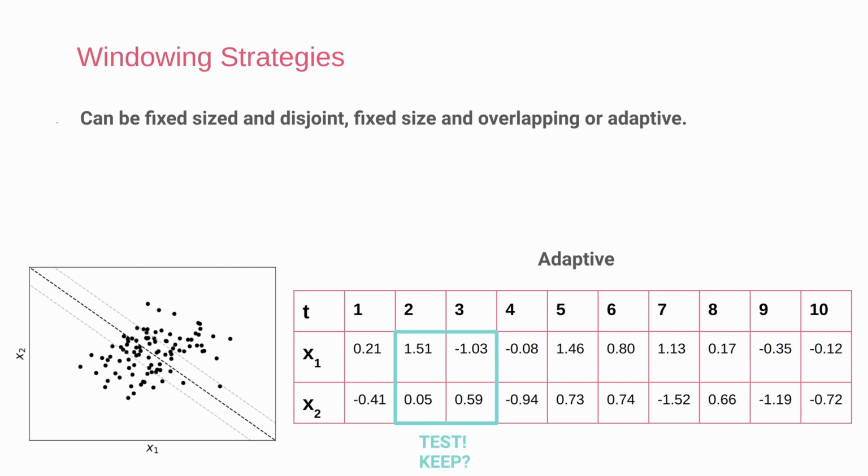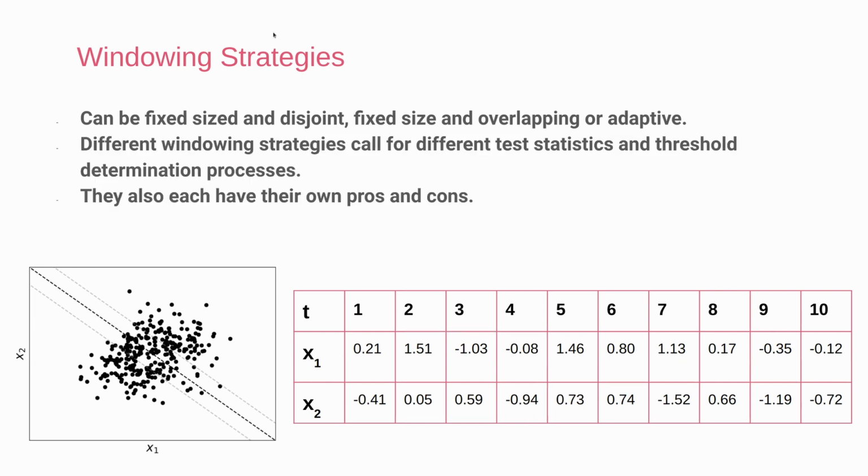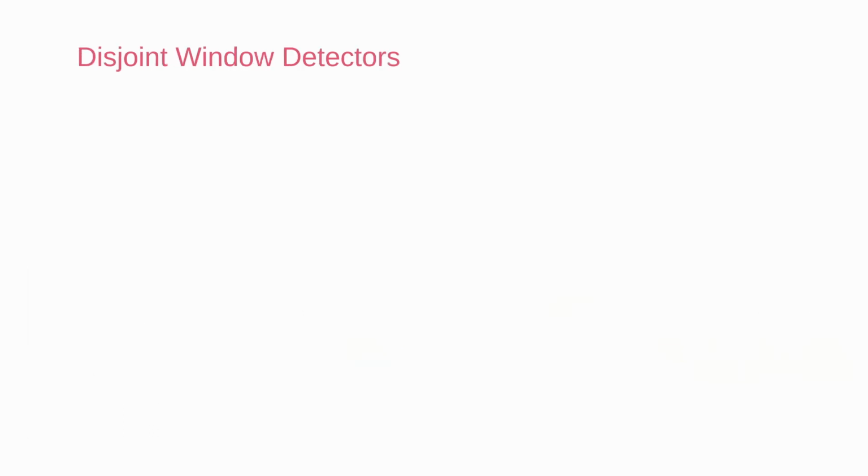And again, a bit more evidence for change. You allow it to grow and you allow the evidence to accumulate, which is particularly useful when drift is quite slight. And you have this forgetting mechanism such that if at some point you decide the window doesn't contain evidence for drift, it then resets back to 0. So yeah, you've got these different windowing strategies. They all call for different test statistics and mechanisms for determining the significance of the test statistics. And they all have their own pros and cons, which we'll dive into a little now.